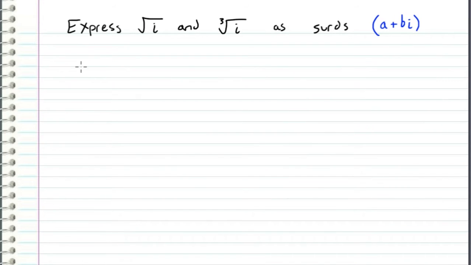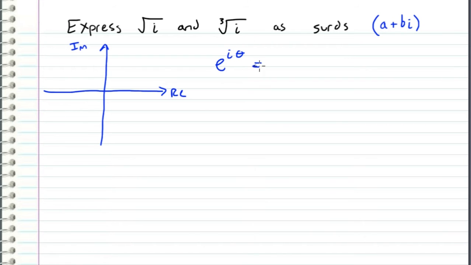So there's another way to think about this problem that may be a little bit easier, and that is to use the polar representation of the square root of i. So for a quick review, let's draw the complex plane. We have the real axis and we have an imaginary axis. And we know from Euler's formula that e to the i theta for some theta is equal to cosine theta plus i sine theta. So if we multiply through this by r, a constant, then we get this.